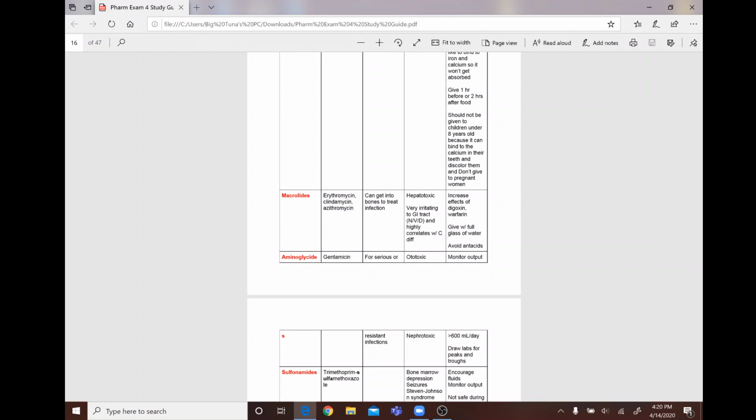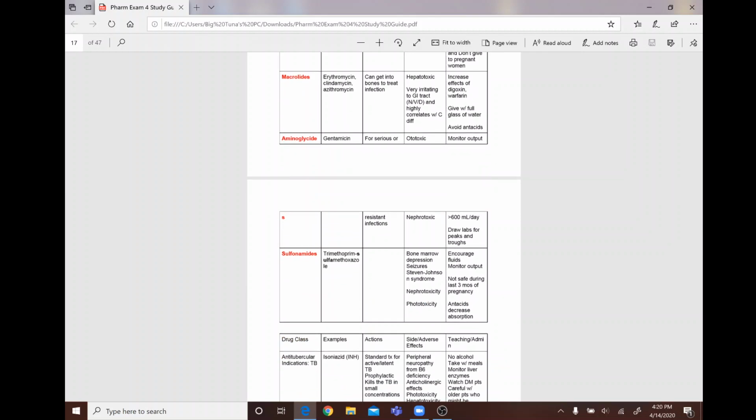All right, aminoglycosides. Give me an example of an aminoglycoside. Gentamicin. What are we using aminoglycosides for? Serious or resistant infections. What are the side and adverse effects of aminoglycosides? Ototoxic and nephrotoxic. What are we monitoring when we're taking aminoglycosides? Urine output should be greater than 600 milliliters a day, and you want to draw peak and trough.